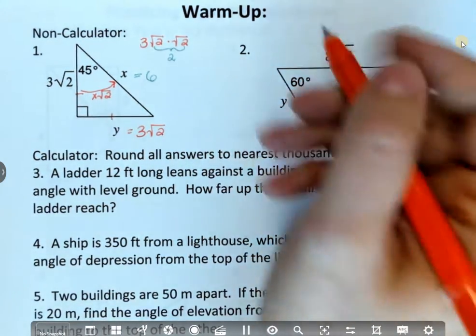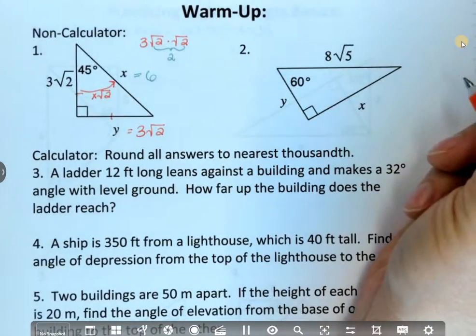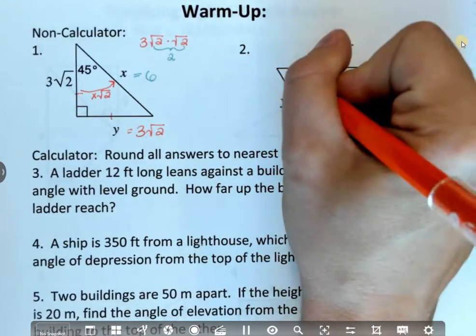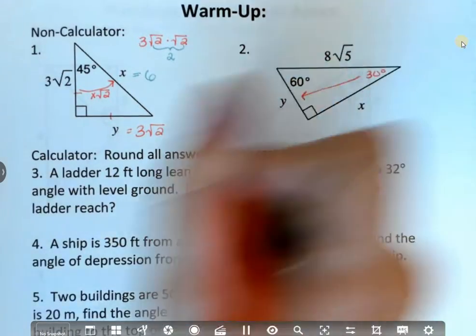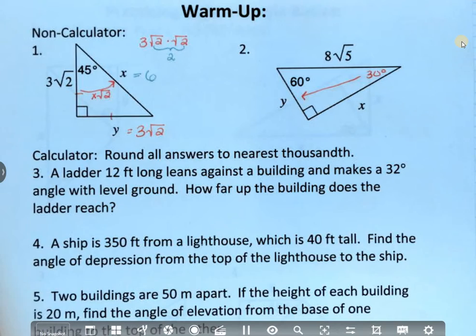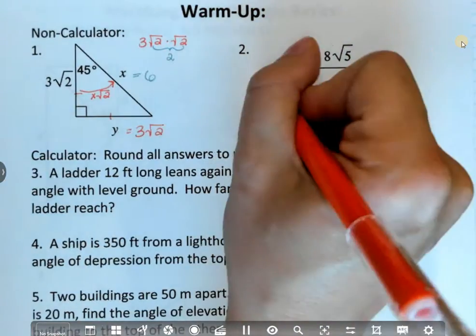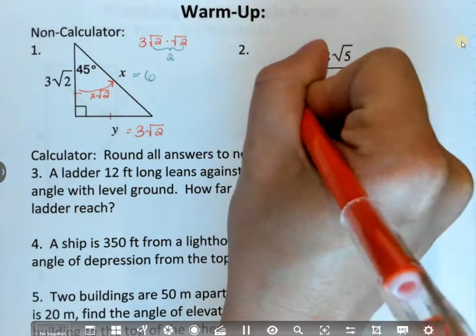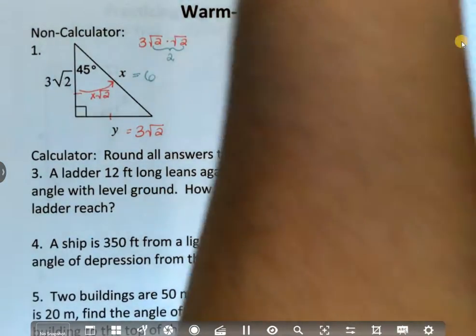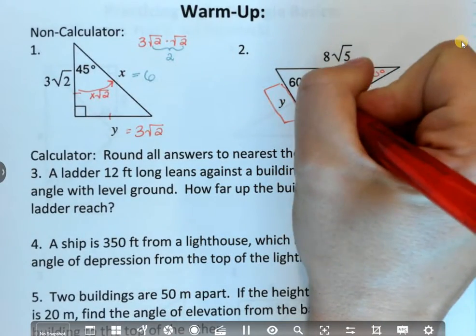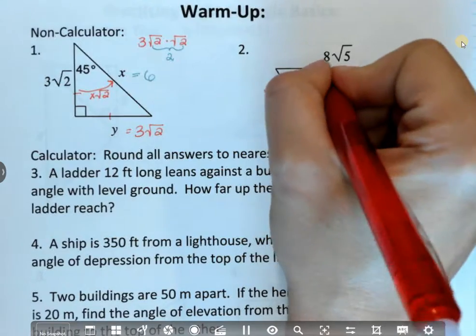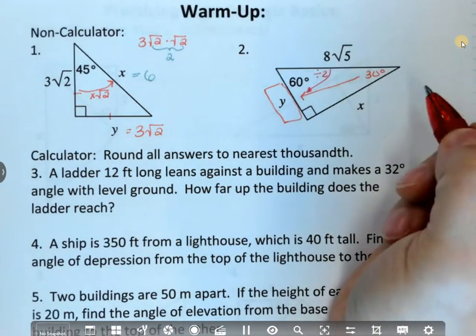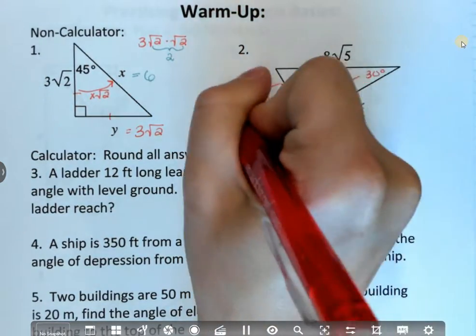Number 2. Be careful when I have this, because your pictures are not going to be drawn to scale. I've got the 60 here. That means this is 30, which means that's my loved side. We love that one because it makes everything else easy once we have it. So I want to find that piece. How do I go from the hypotenuse to the short leg? Divide by 2. And what is 8 divided by 2?